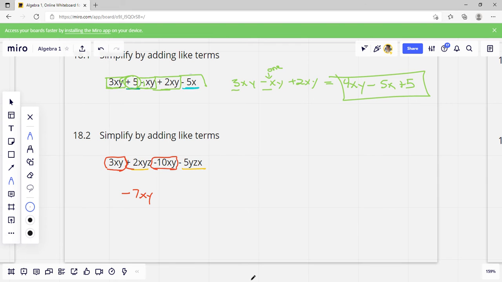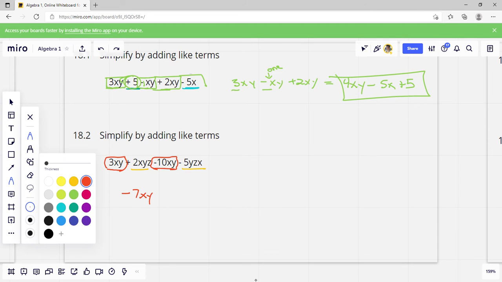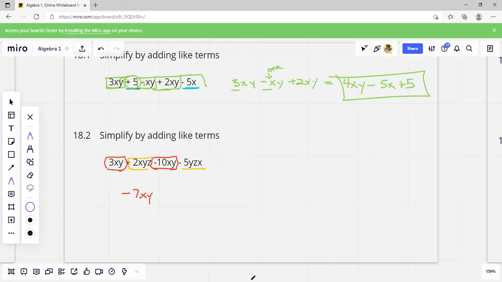Here I've got a 2, and that's a positive 2. Oops, let me change that to the other color. So I've got a positive 2 xyz, and a negative 5. I owe $5. I pay back 2 of it. I still owe 3xyz. I could put them in any order. I could put it yzx, xyz. I like xyz better because it's alphabetical order. And that's what the answer to that kind of a problem will look like.